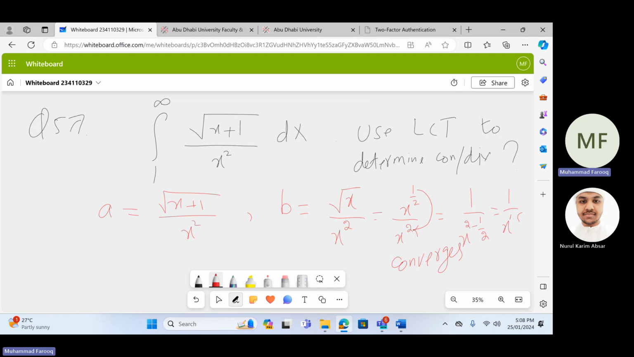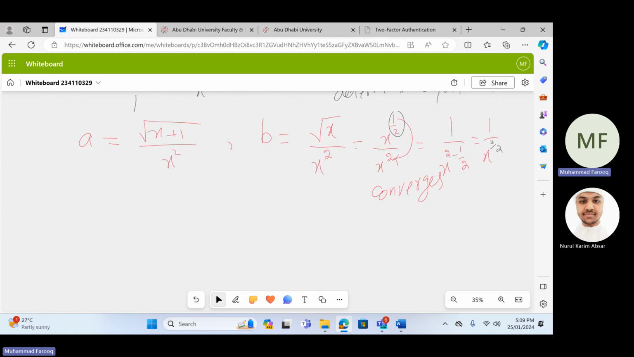When you take the power down, look at here, it was 2, but now it becomes 3 by 2, which is 1.5. When you move the power, the x will be 1. It's 3 by 2, 1.5, which converges. So the decision is done. Now we apply A over B and perform the calculation.